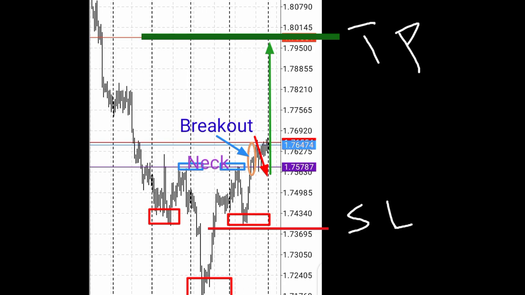And we said that the up tilt inverse head and shoulder shows a very strong bullish signal, and we made you understand that you have to wait for a break and a retest of the neck region before entering your trade. And finally, we also said that your stop loss will always be just below the right shoulder, and your take profit will be the distance between the head and the neck region.